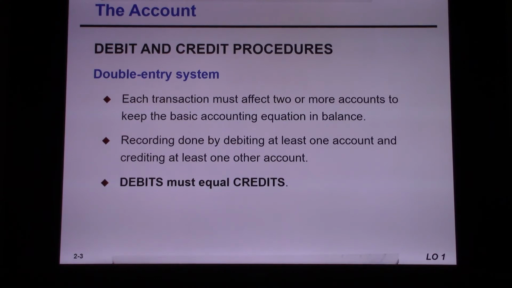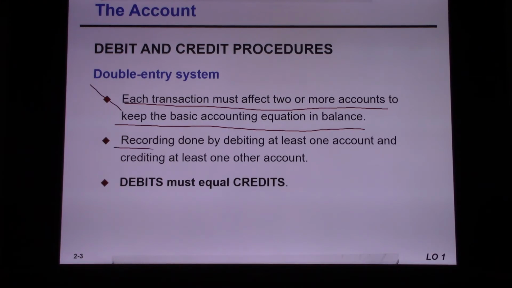And also, if there is any decrease in assets on the left-hand side of the accounting equation, it should be followed by a decrease in liabilities or a decrease in owner's equity, or an increase in other assets, in order to maintain the equality of the accounting equation. So at least two accounts will be involved. So the double entry system, as you see here, means each transaction must affect two or more accounts to keep the basic accounting equation in balance.